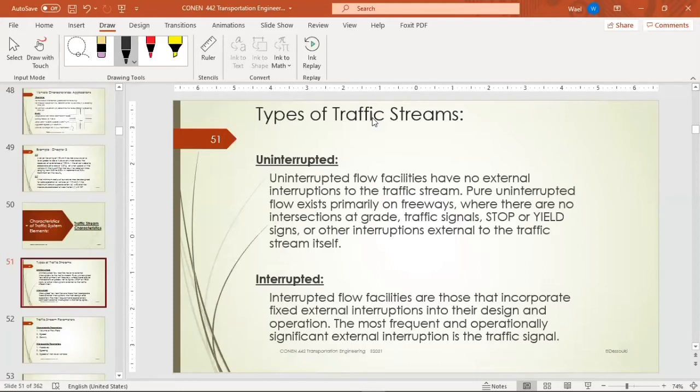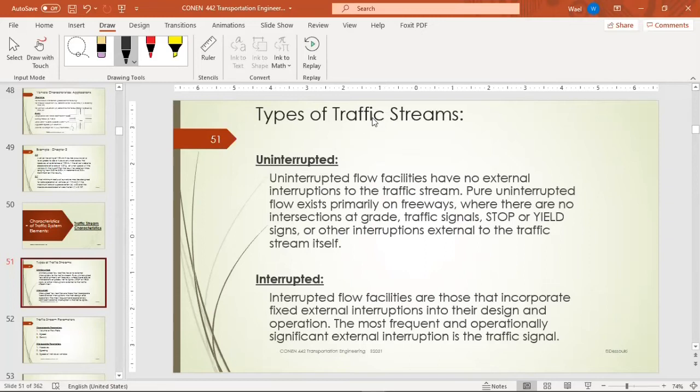For the uninterrupted facilities, this is referring to highways, freeways, interstates, this kind of facilities. There is no interruption for the flow. There are no traffic signals, no at-grade intersections, nothing of this. And the access for these facilities is usually by on-ramp or off-ramp, okay? However, if there's any interruption in the flow, that's because of the traffic itself, not external to the traffic, okay? For the interrupted facilities, anything else is an interrupted facility.